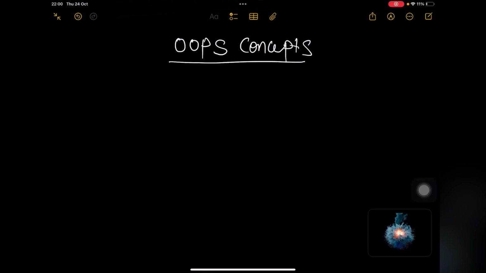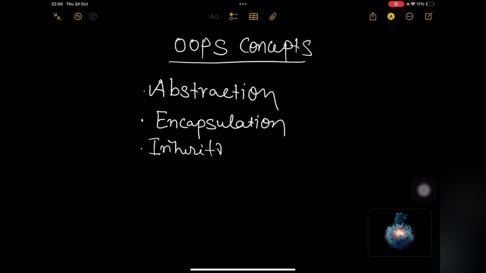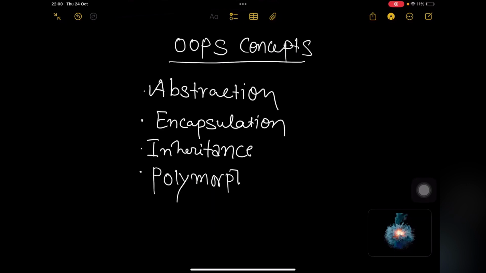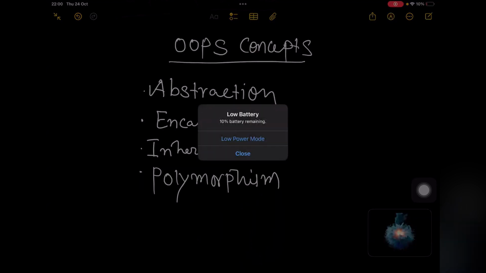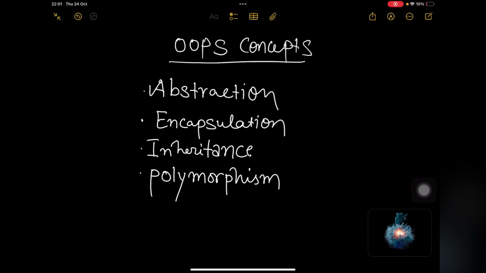Similarly, there are four concepts. The first one is abstraction, the second one is encapsulation, the third one is inheritance, and the fourth one is polymorphism. So we have a total of four concepts.